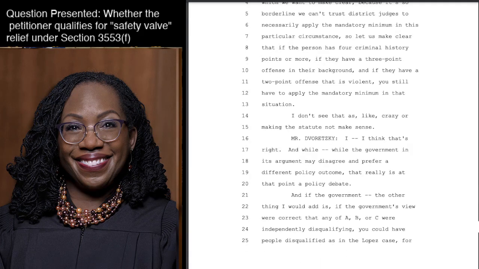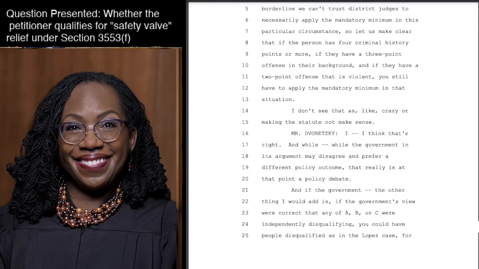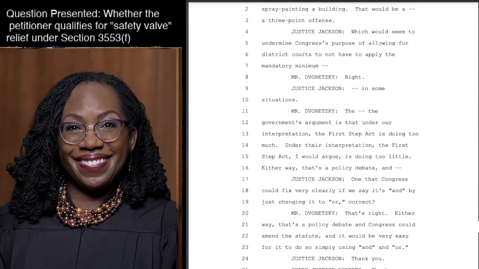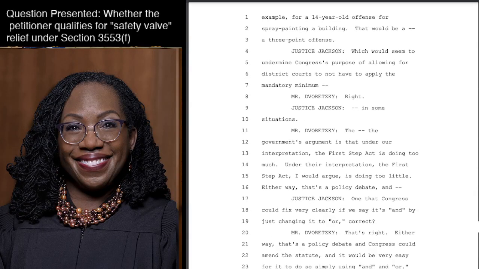I don't see that as crazy or making the statute not make sense. I think that's right. And while the government in its argument may disagree and prefer a different policy outcome, that really is at that point a policy debate. The other thing I would add is, if the government's view were correct, that any of A, B, or C were independently disqualifying, you could have people disqualified, as in the Lopez case, for example, for a 14-year-old offense for spray painting a building. That would be a 3-point offense. Which would seem to undermine Congress's purpose of allowing for district courts to not have to apply the mandatory minimum.